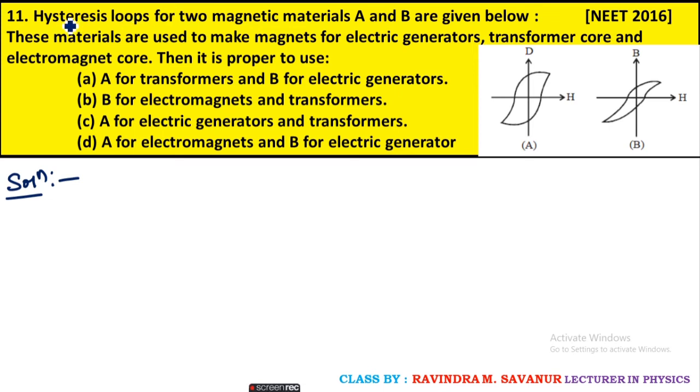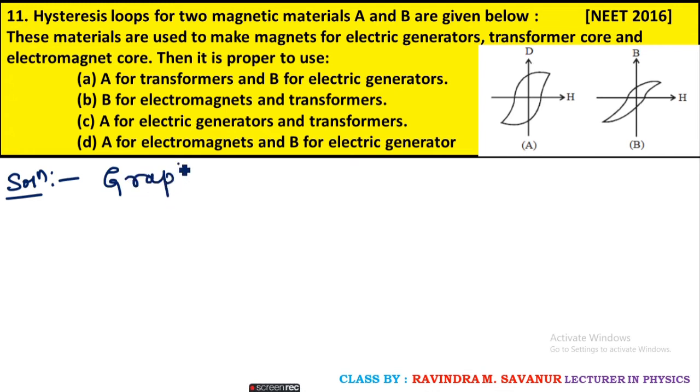Now question number 11. The hysteresis loops of two magnets of materials A and B are given below. This is A, this is B. These materials are used to make magnets for electric generators, transformers, core and electromagnetic core. Then which one is proper to use for which purpose?